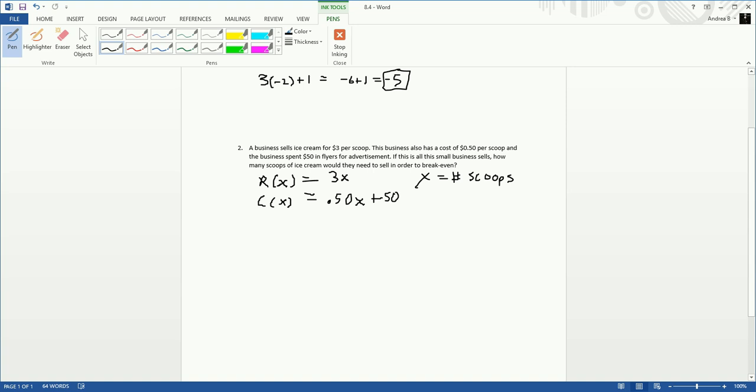And then if we're trying to figure out this break-even point, break-even means that's when the cost and the revenue are the same. So we have to set those two equations equal to each other. The 3x equals the 50 cents times x plus the $50 there. And then solve for x like you normally would. So we'd subtract the 0.5x from both sides.